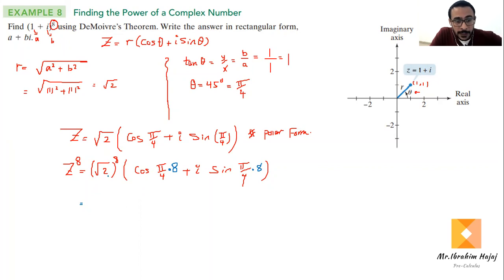Radical 2 to the power of 8: 2, 4, 6, 8. So we have four 2's, which is 16. And here cosine of 8 times pi over 4 gives 2 pi, plus i sine also 2 pi.